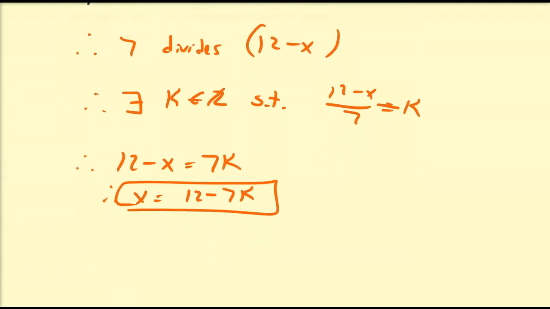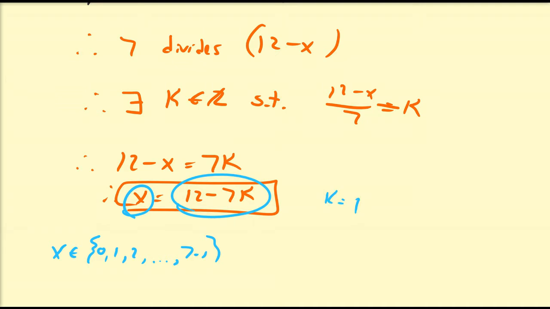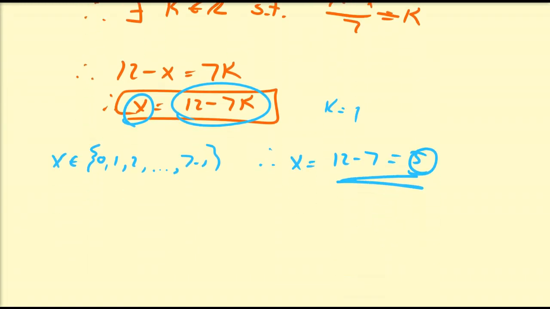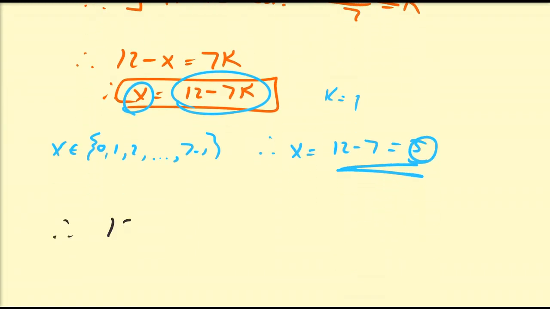Clearly, if we want this value x to be in the interval 0, 1, 2 down to 7 minus 1, which is 6, then we should choose k equal to 1, right? If k is equal to 1, that means x must be equal to 12 minus 7, which is 5. That means 12 must be congruent to 5 modulo 7, right? And we write 12 is congruent to 5 modulo 7.